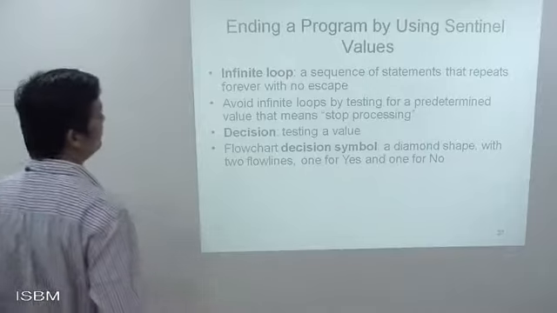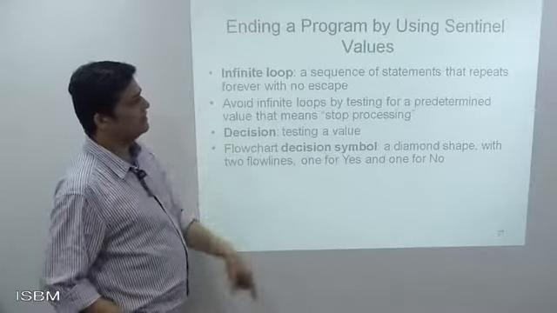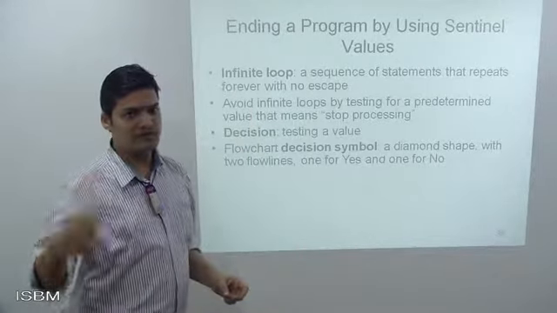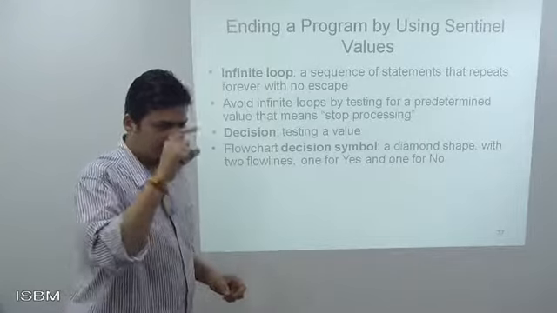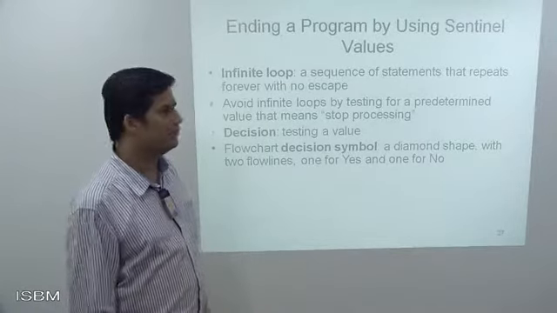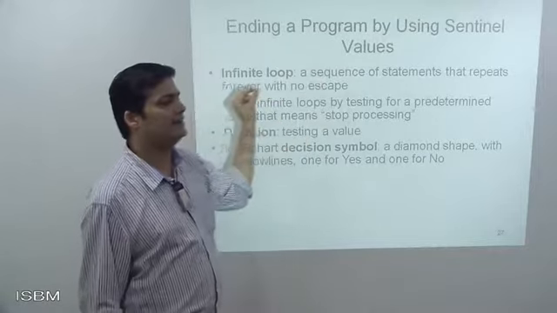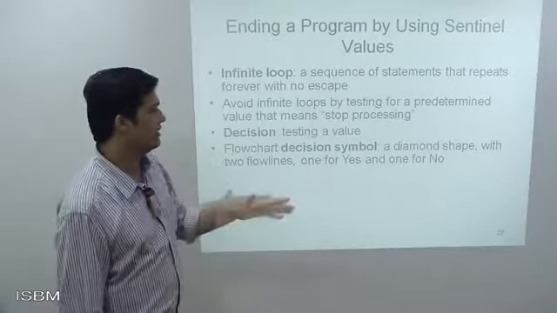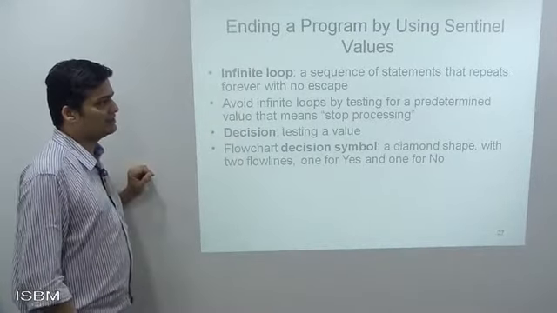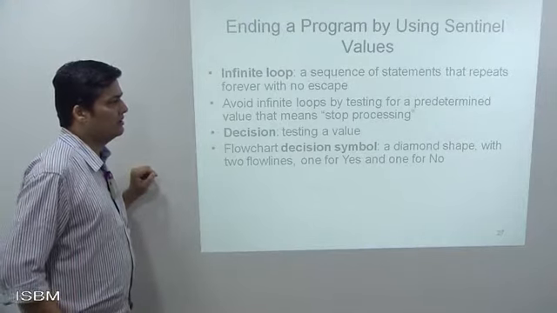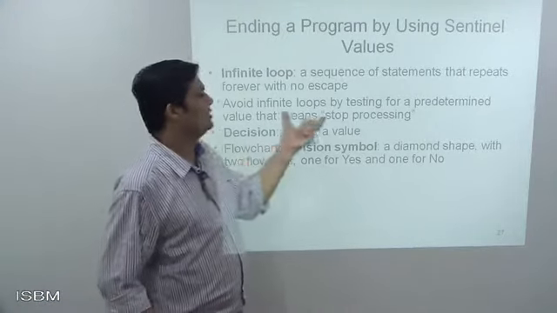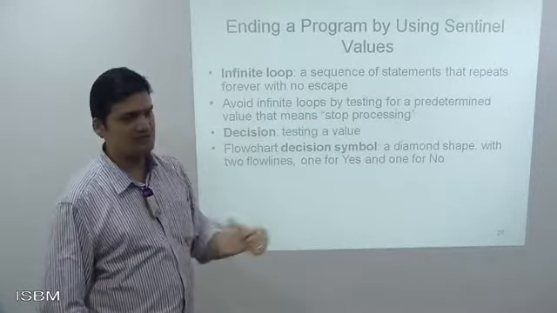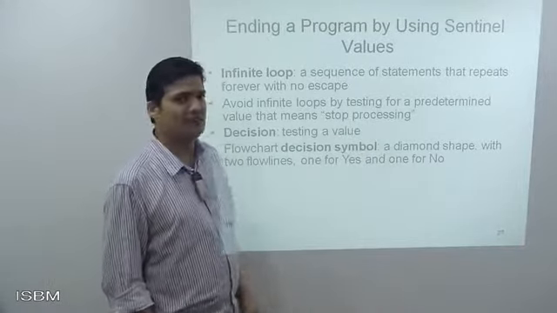Infinite loop: it will keep going into the loop. An infinite loop is a sequence of statements that repeats forever with no escape. It will go inside the loop and keep going again and again. If you write any name inside an infinite loop, it will write that particular name again and again. So avoid infinite loops by testing for a predetermined value, which means stop processing. You cannot put everything inside an infinite loop, otherwise it will repeat those names again and again. So basically we need to stop processing for that.